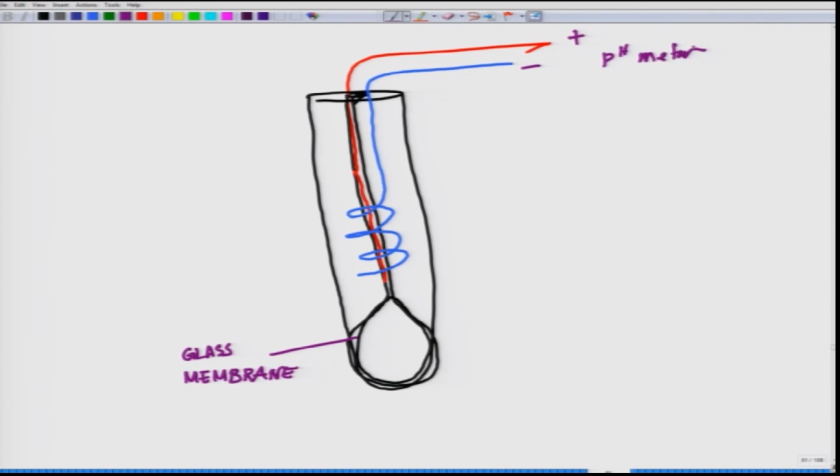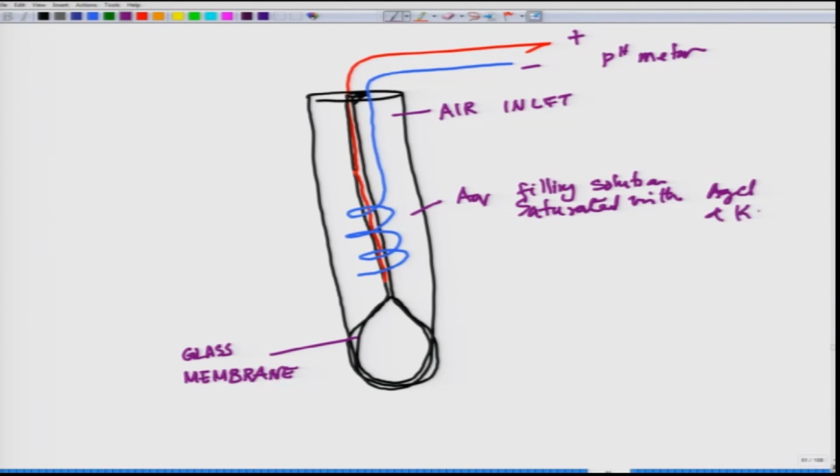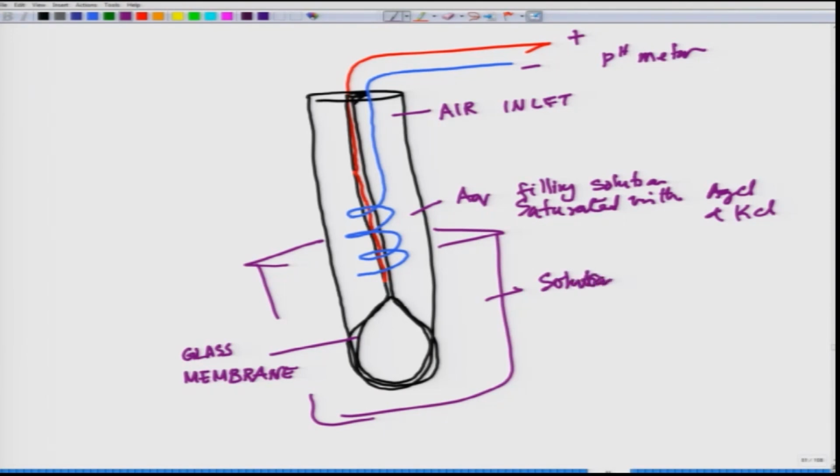And here is the air inlet. This is the aqueous filling solution saturated with AgCl and KCl, and here you have a beaker sitting there, which is the solution level of the analyte in the beaker.